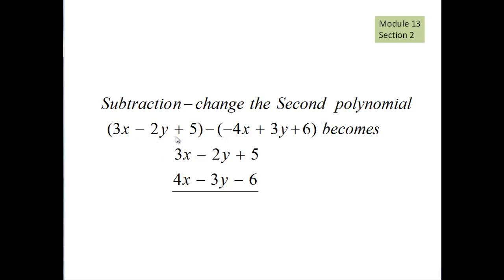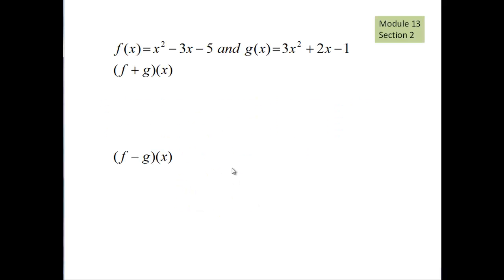I would copy the first one. You have a minus, so I would change all the second ones. So it's positive 4, negative 3, negative 6. Then when you're combining these, 4 and 3 make 7. 2 and 3, they're both negative, so it's negative 5. Negative 6 and 5 is negative 1. You just combine these, either adding or subtracting, depending on if it's plus or minus, and you keep the sign of the larger.